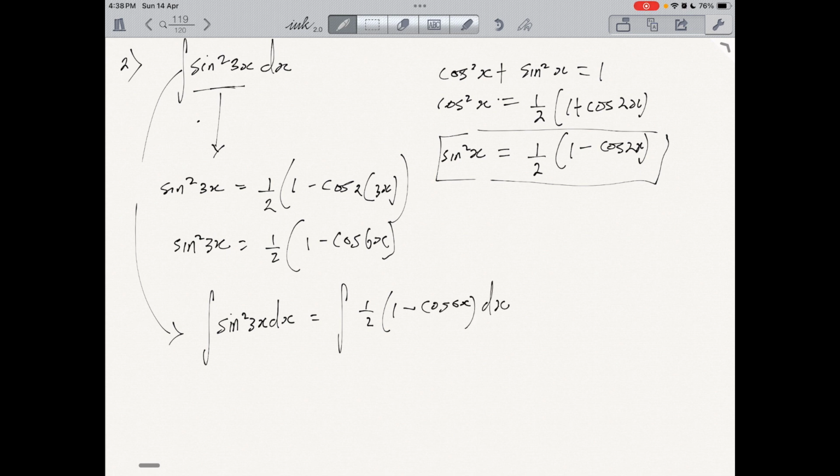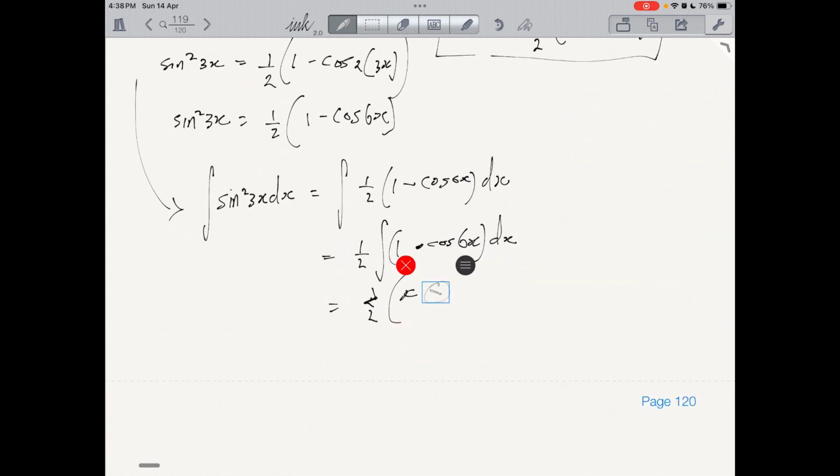So when we integrate this, we have 1 over 2 as the constant outside. Then we have the integral of 1 minus cos 6x with respect to x. So integrating this, we will have 1 over 2 as the constant. And integrating 1, we have x. Integrating cos 6x, we will have minus sine 6x over 6, plus c.